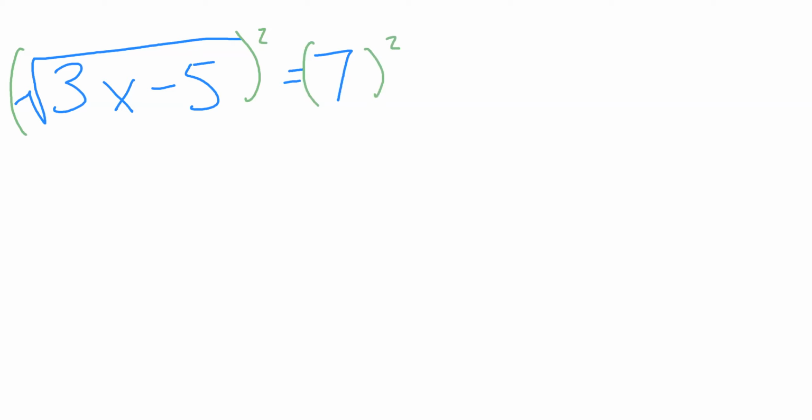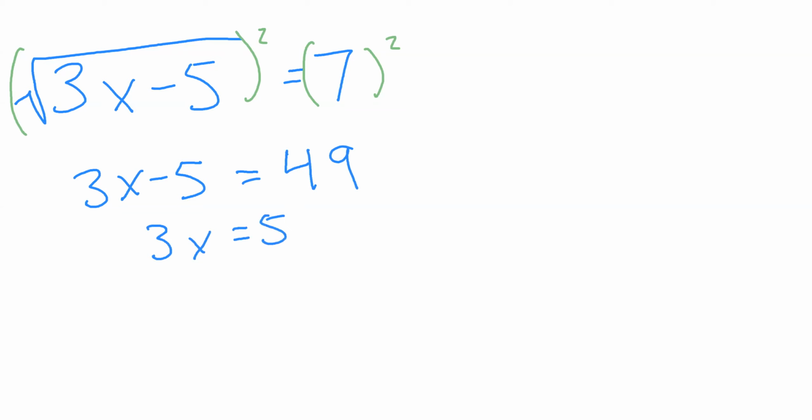Now on the left, since we've squared a square root, we just end up with 3x minus 5. On the right-hand side, we have 7 squared, which is 49. We're going to add 5 to both sides. What is that? 54. And divide by 3. What is that? 18? And we get that x is 18.